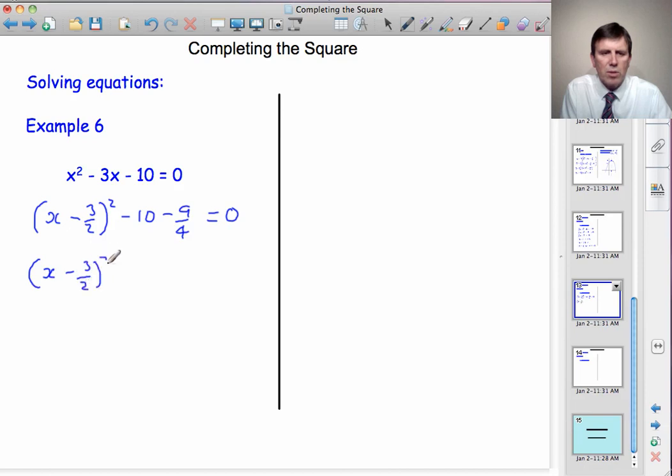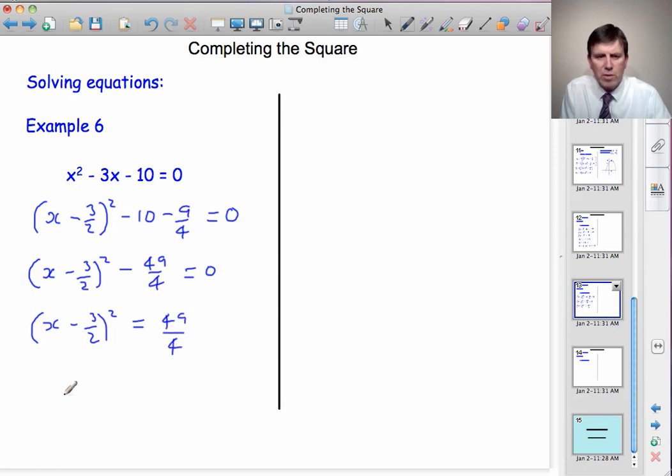X minus 3 over 2 squared. Put this into quarters. Minus 10 is minus 40 over 4. Minus 40 over 4 minus 9 over 4 is minus 49 over 4. Taking that term to the other side, we get x minus 3 over 2 squared is equal to plus 49 over 4. And now we take the square root of both sides.